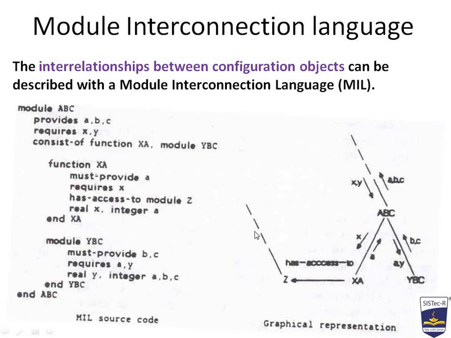Function XA must provide A, so there is a compulsory requirement of giving A. It requires X and has access to module Z. Again, the arrow is pointing to Z, which shows that XA has the access rights for module Z, and real X and integer A. So you can see here all the things can be depicted with a diagram. This is a good approach where you understand things with just a snapshot view or a graphical representation.